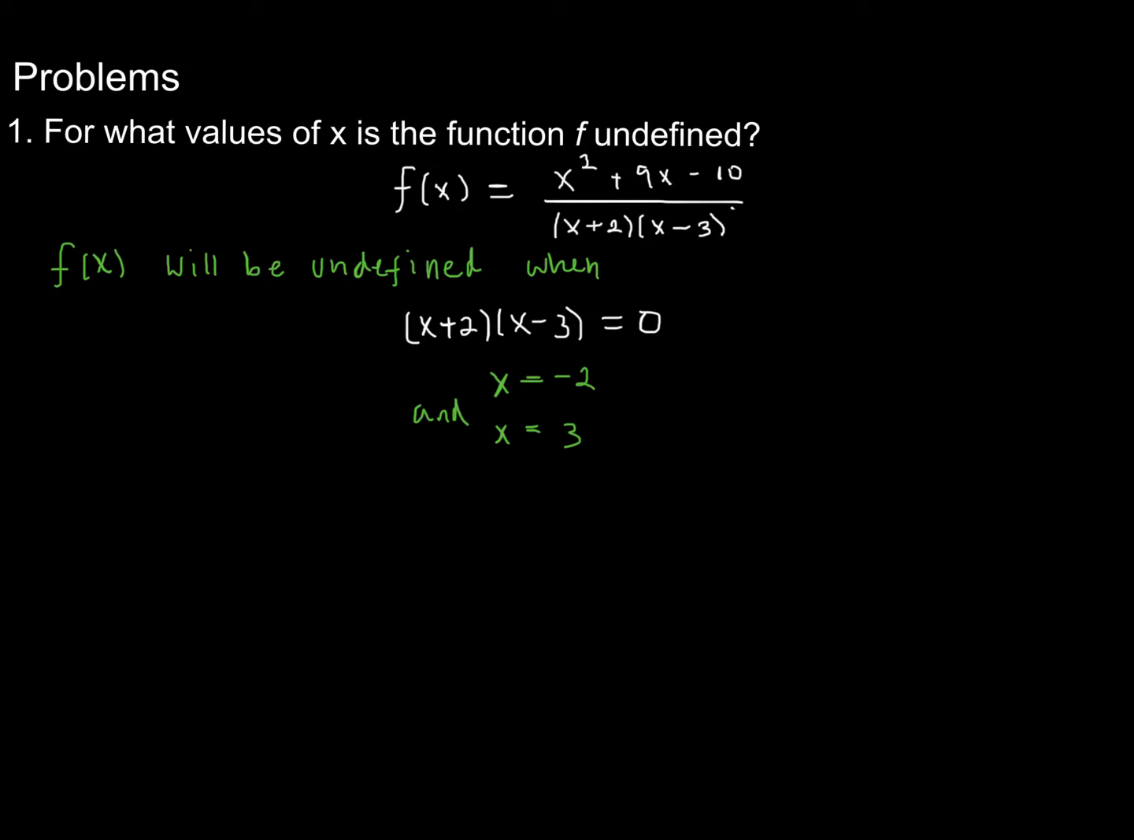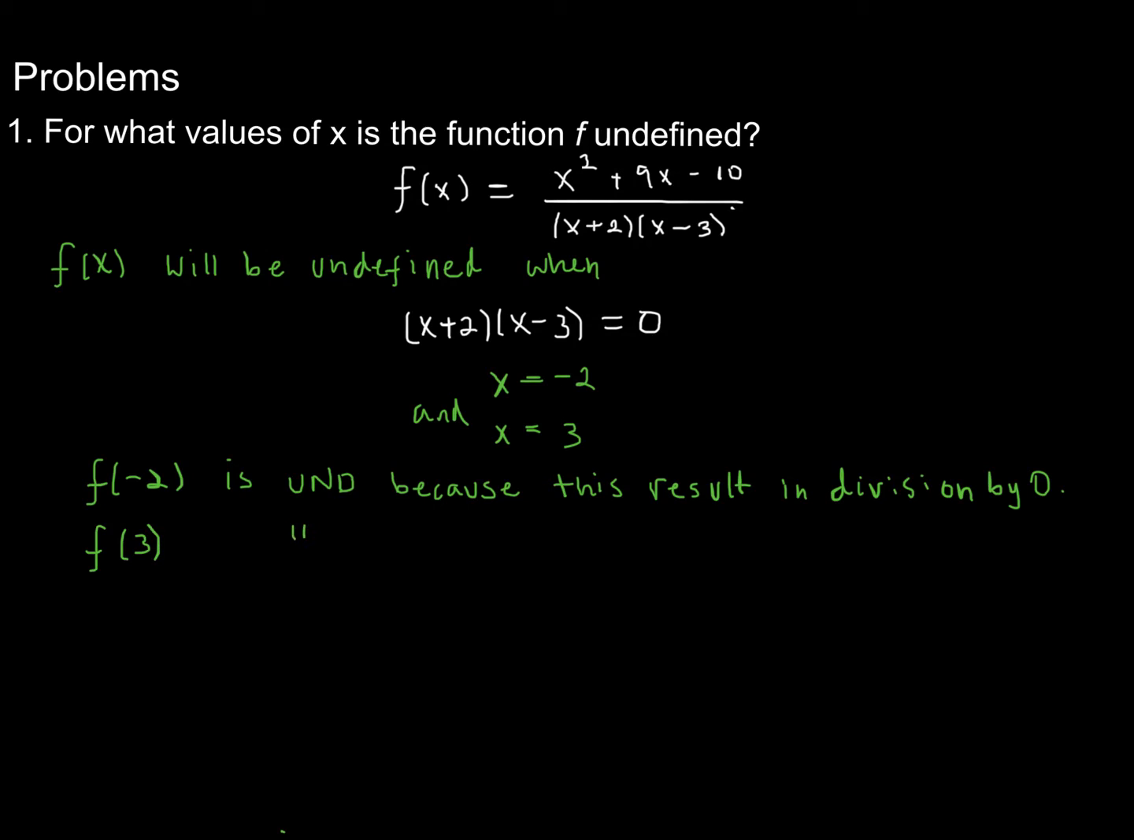So another way that we could write this is we could say f of negative 2, the function evaluated at x equals negative 2, is undefined or does not exist because this results. And why is this undefined? Well, remember, that's because if we had an x value of negative 2, our denominator would be 0. So this will result in division by 0. And of course, that makes it undefined. And so I could say the exact same thing for f of 3. Just put quotes there to show you that the reasoning is the same.